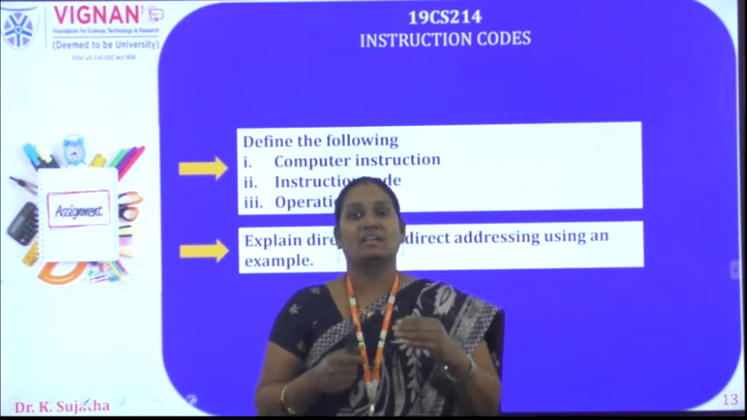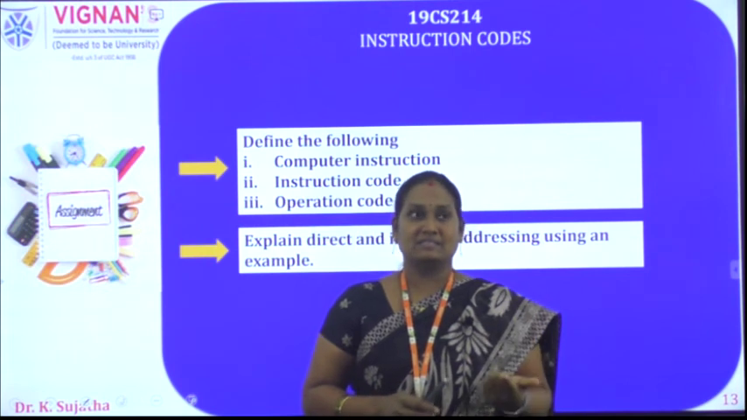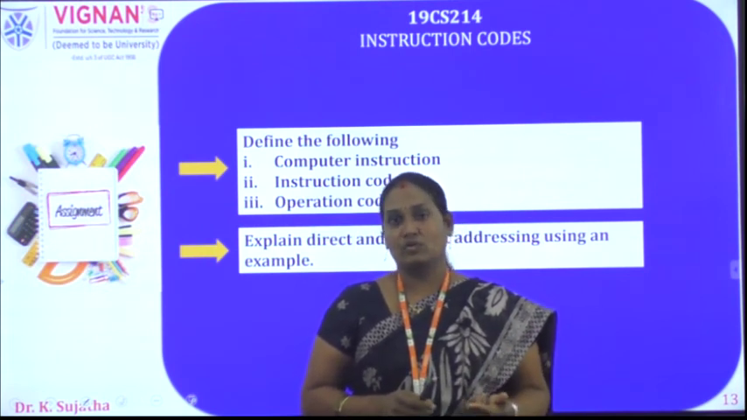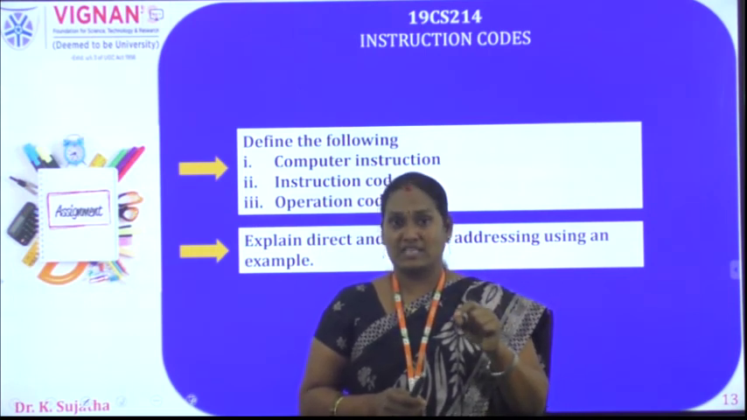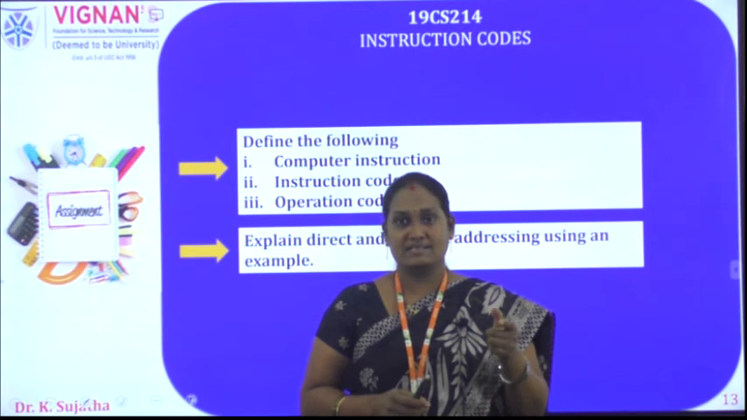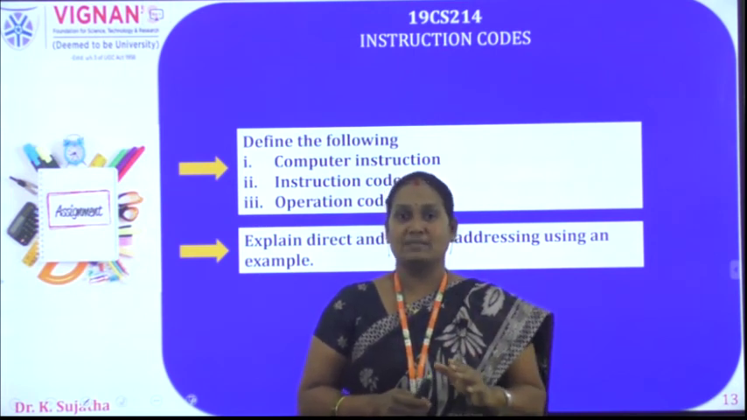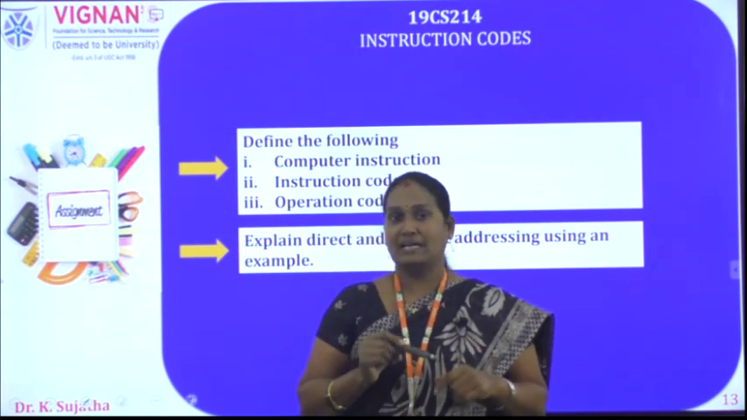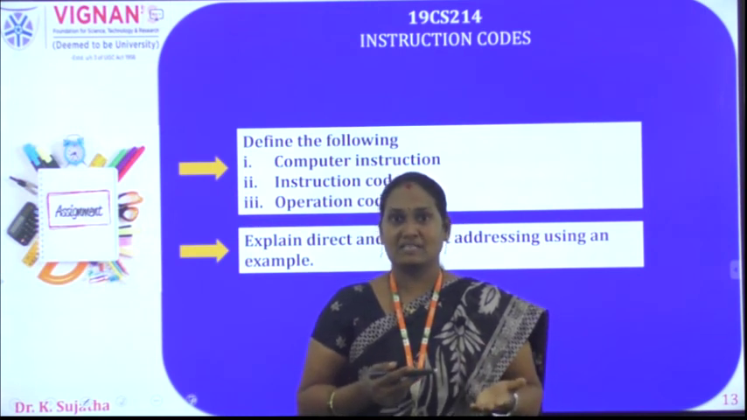Here we took the configuration of the basic system as 4096 by 16. That is, that system contains 4096 locations and each location can hold 16 bits of data. Since it has 4096 locations, that is 2 power 12 locations, each location can be represented with an address of 12 bits. And each location can hold 16 bits of data. We are taking the size of the instruction code as 16 bits.